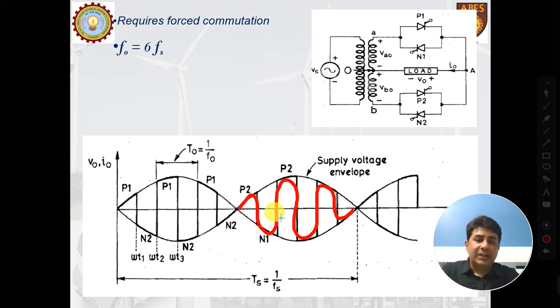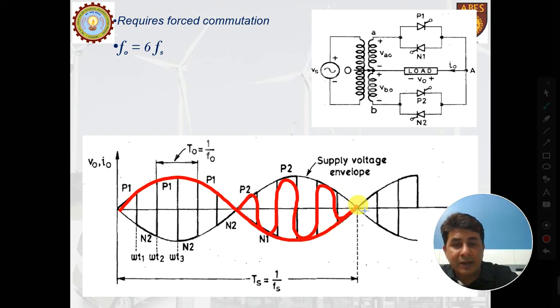So basically if you look at the output side, I'll draw it again. In this complete cycle, this is one cycle of the supply side. Now in this one cycle, we got the first, second, then third cycle, then fourth cycle, then fifth cycle, and then sixth cycle. So basically in one cycle we got these 6 cycles.